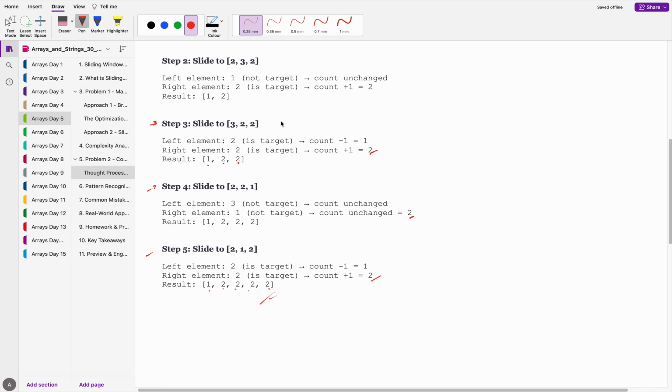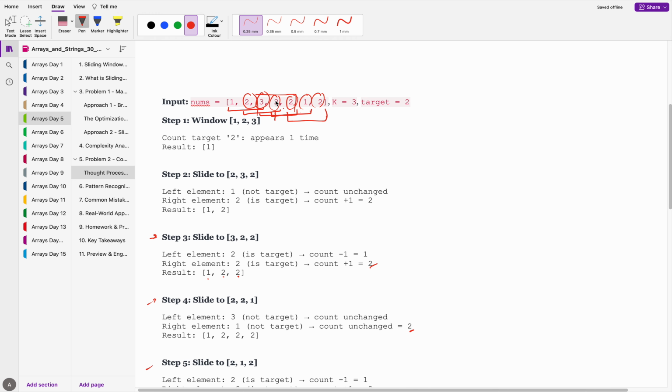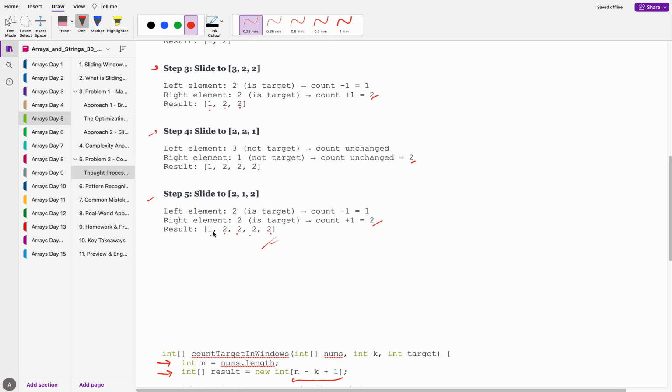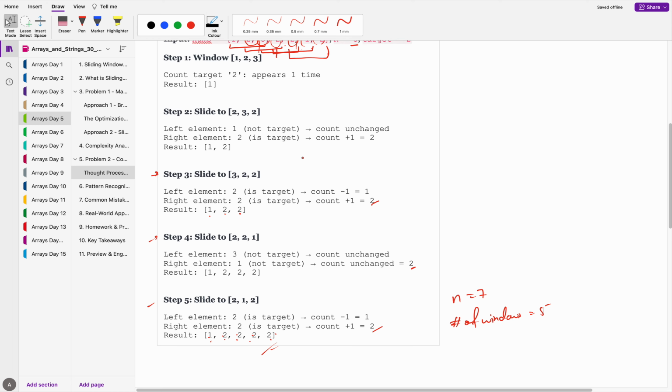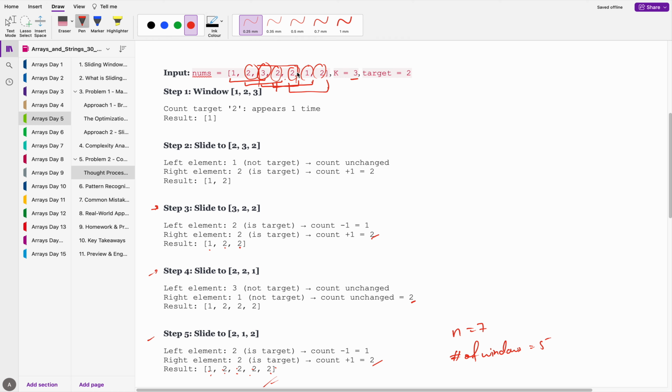You can see what is the length of the array. 1, 2, 3, 4, 5, 6, 7. And k was 3, window size 3. So how many outputs came? How many such windows could we get? 1, 2, 3, 4, 5. And n is 7, right? And the number of windows that came, how many were there? 5 came. Yes or no? 1, 2, 3, 4, 5, 6, 7. Yes. So what is the relation between these?